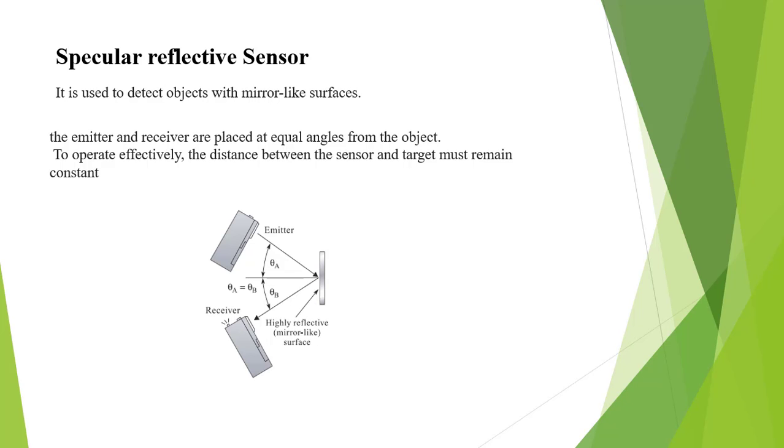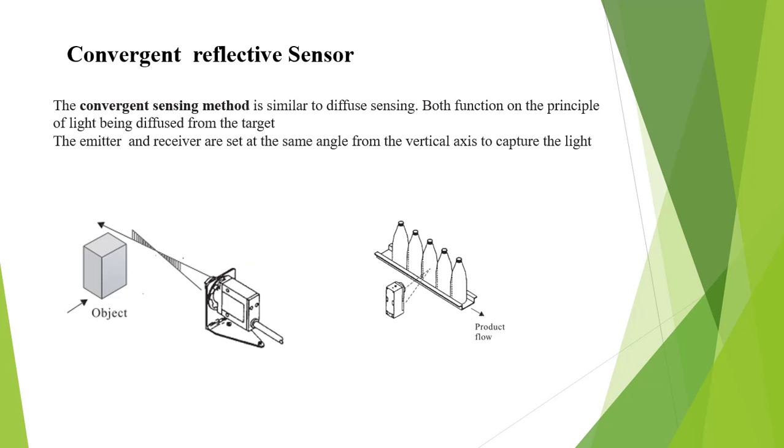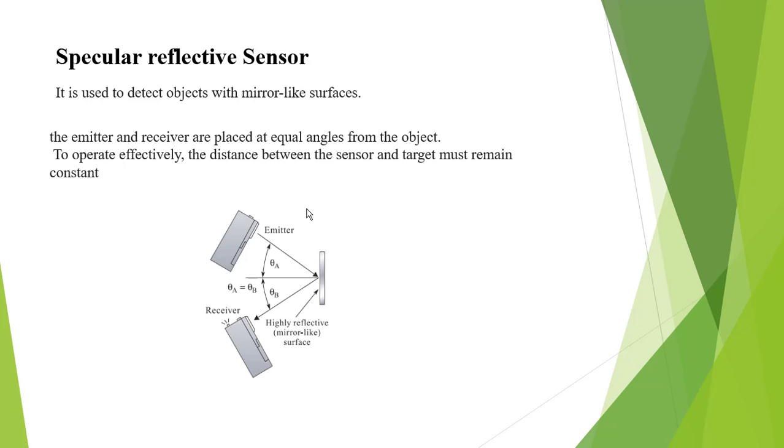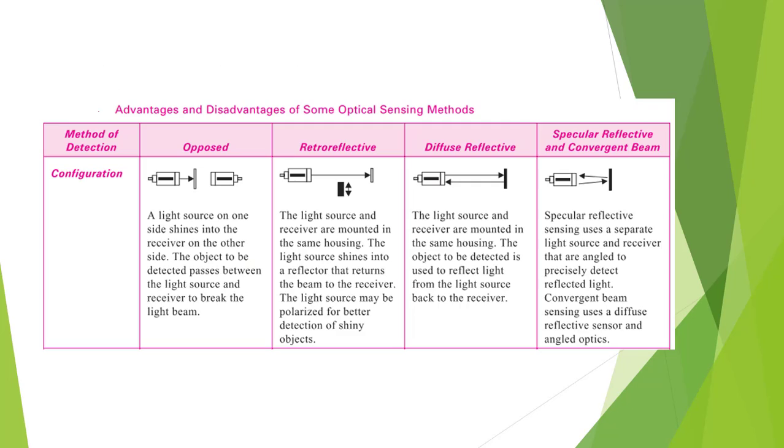Specular reflective sensor. Specular reflection is the same thing as convergent reflection, but the emitter and receiver are positioned completely differently. The emitter and receiver have equal angles from the object. Also, the object looks like a mirror-like surface. So that's called a specular reflective sensor.